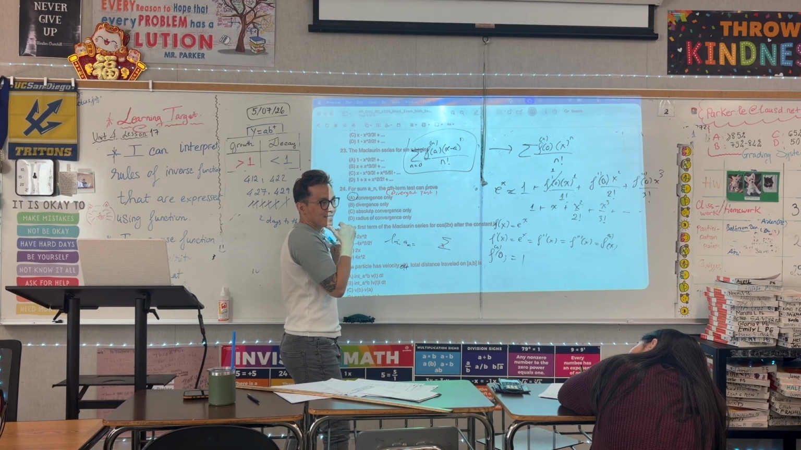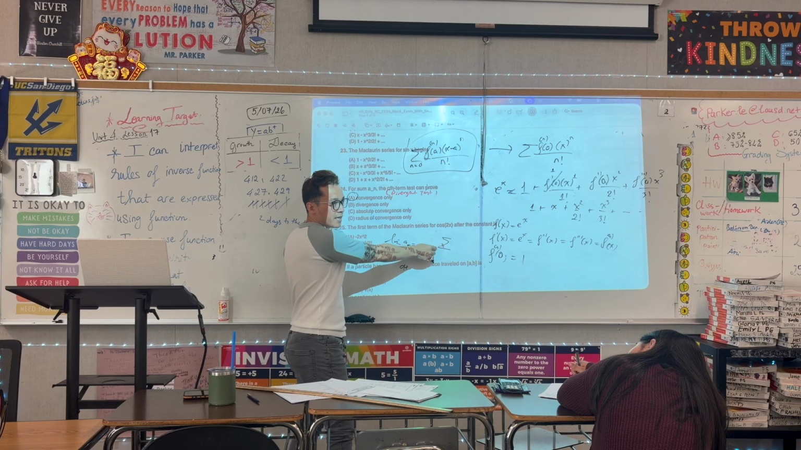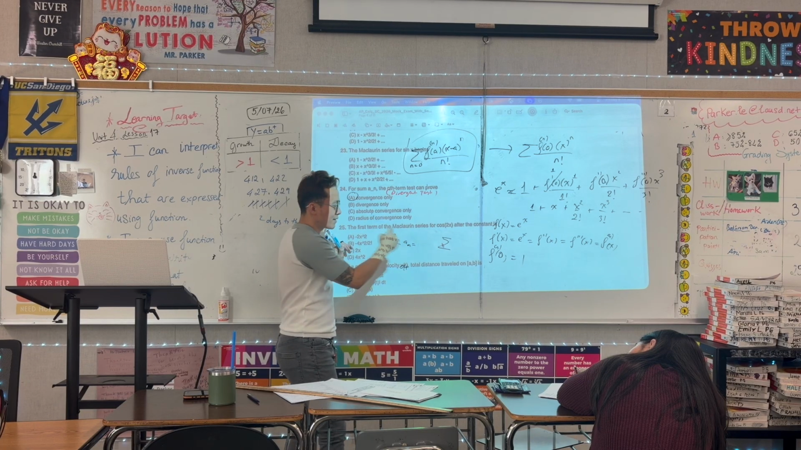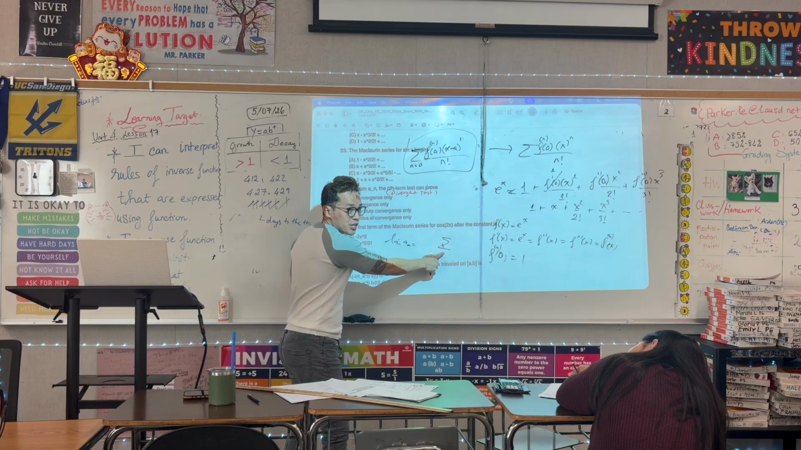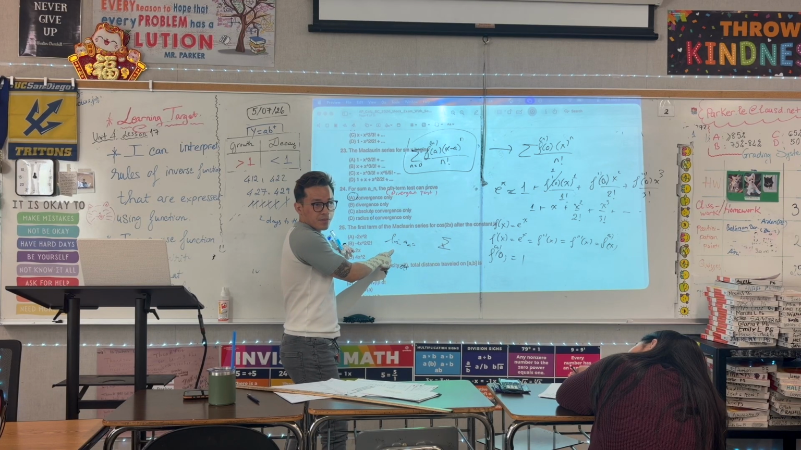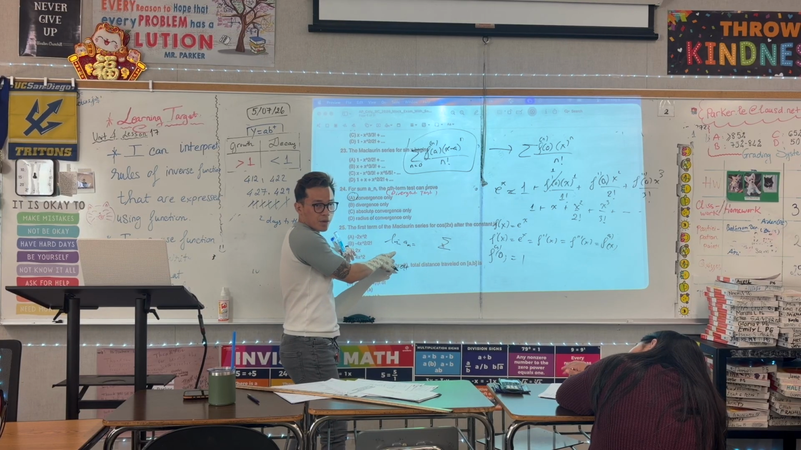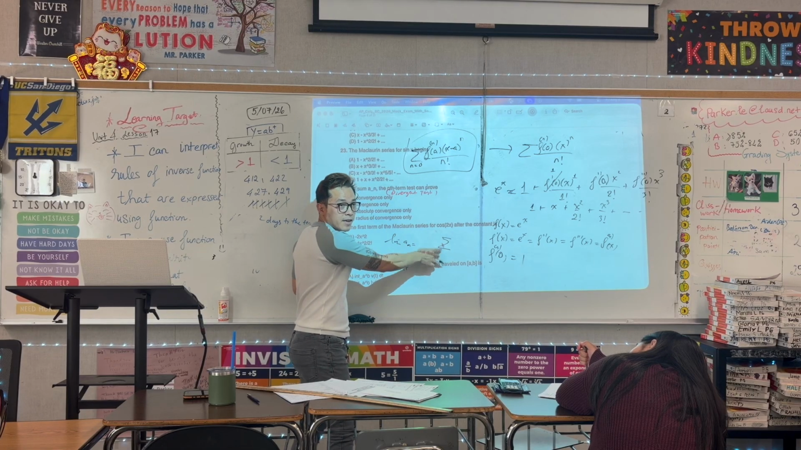Convergent? No. Remember the quiz we did? When the limit of the sequence goes to 0, can we say the series is convergent? No. But the other way around is correct. When the series is convergent, can we say the limits go to 0? Yes. When the series converges, the limit must go to 0. But when the limit goes to 0, it doesn't mean the series converges.